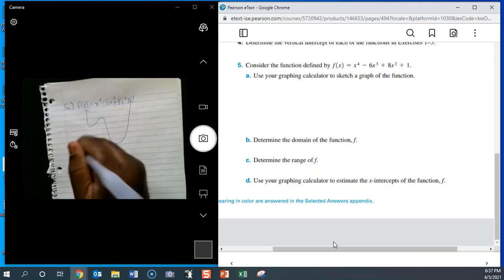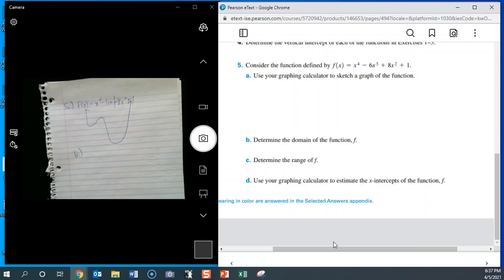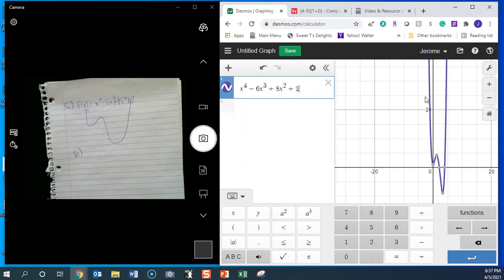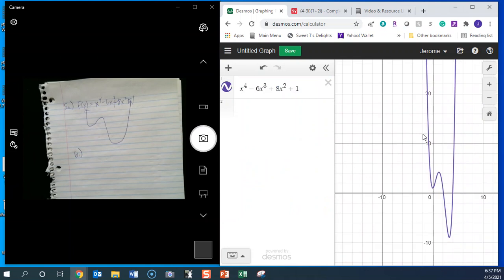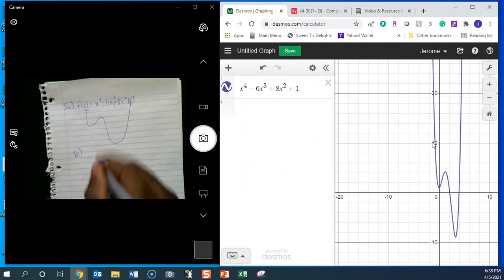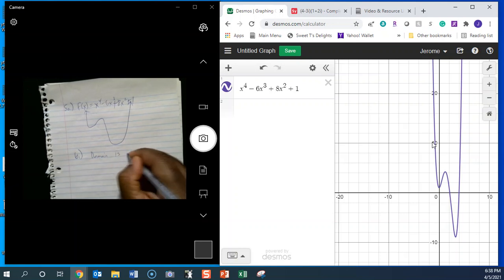Okay, so we look here at B. Determine the domain of the function f. So remember, our domain deals with our x values here. So if we look here at this graph, even when we're going out, there's no restriction on the x value here. So the domain is all real numbers because there's no restriction on x. Now we go here to C.